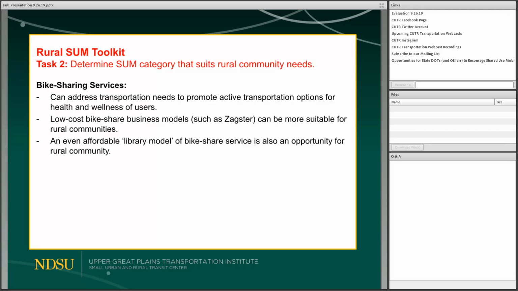For bike sharing services, there are regular bike sharing services, but they could be expensive for rural communities. So low-cost bike sharing options are also available based on the funding availability for rural communities. And if there is very little funding, there is also a library model where the community could put bikes that already exist in the community into the system and rent them out for free.